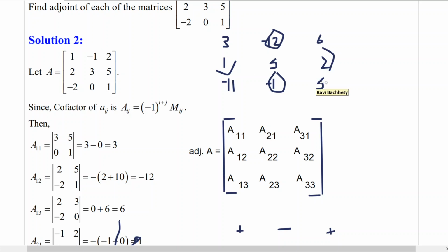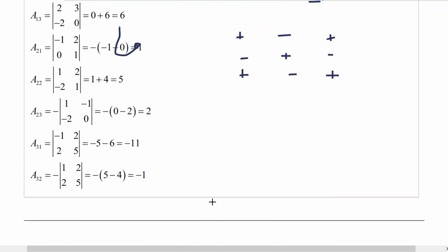So once you find the cofactors, this is A11, A12, A13, then A21, A22, A23, then A31, A32, A33. What will be the adjoint? In the adjoint, you will write A11, A12, A13 in the first column, then A21, A22, A23 in the second column, and A31, A32, A33 in the third column. That is making row into column, and you will get the adjoint, right?